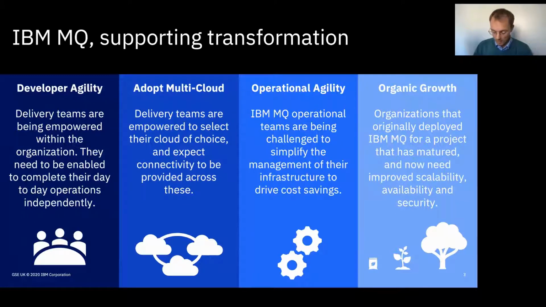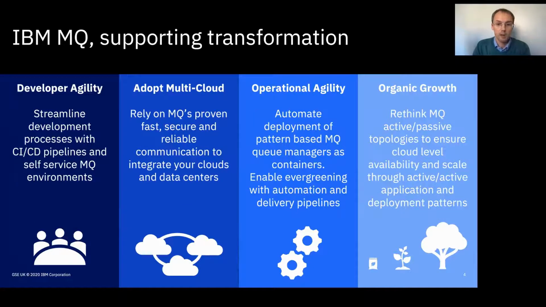So how can MQ actually help you satisfy these sorts of trends? There are some main items here, and many of the features that we're going to discuss throughout this session fall into these categories. For developer agility, it's easy to build self-service pipelines for your developer application teams using continuous integration or continuous delivery, to allow them to provision their own environments for MQ and deliver updates to those environments without needing manual actions to be performed by infrastructure groups.